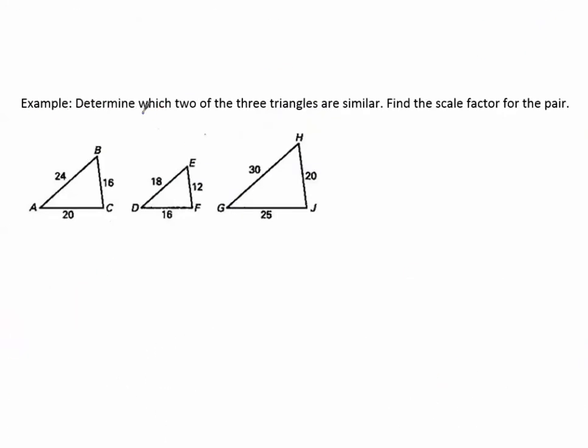Example, determine which two of the three triangles are similar. Find the scale factor for the pair. So we're just going to have to try and see what happens. Let's start by comparing the first two triangles. Notice that all I'm given are sides. So I'm going to be using the SSS Similarity Theorem. Remember, that means the sides need to be proportional. So I'm going to start by comparing the smallest of the three sides to the smallest of the three sides.